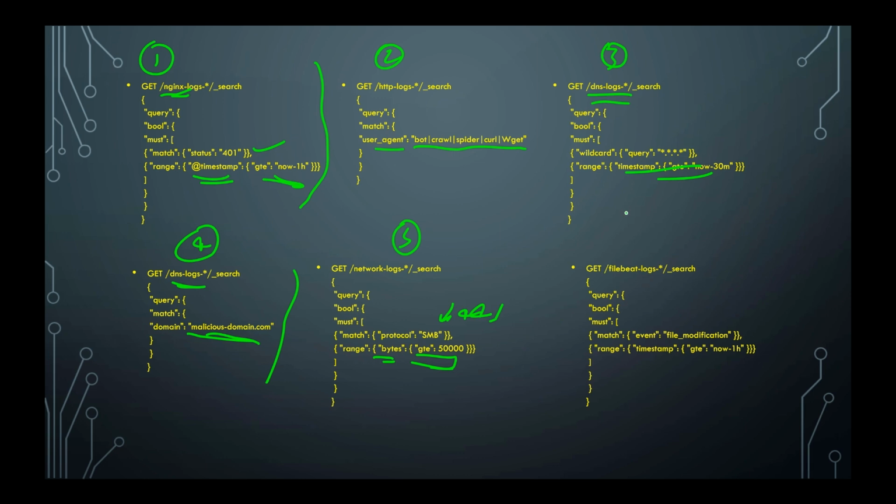Number six, detecting ransomware activity via unusual file modification. So the event is file modification, the time range is the last 1 hour from now, and the index is filebeat log. This query identifies unusual file modification events, which could indicate ransomware encrypting files or making suspicious changes.